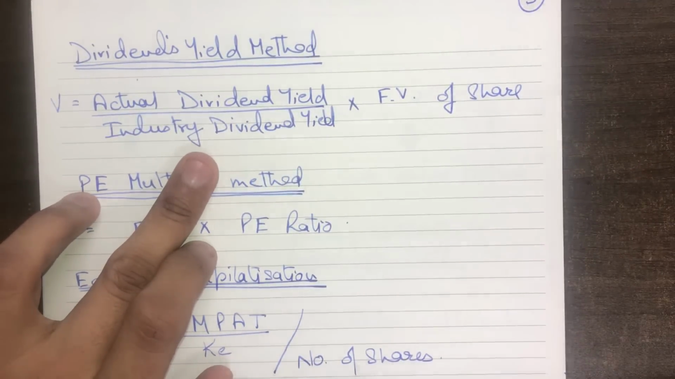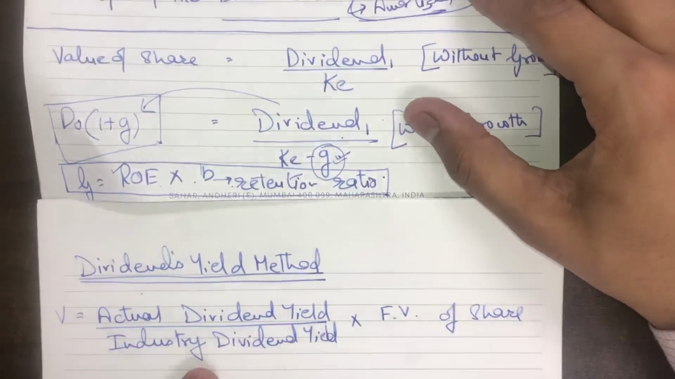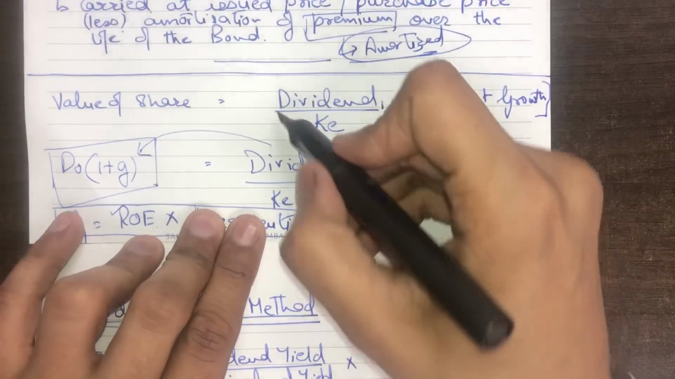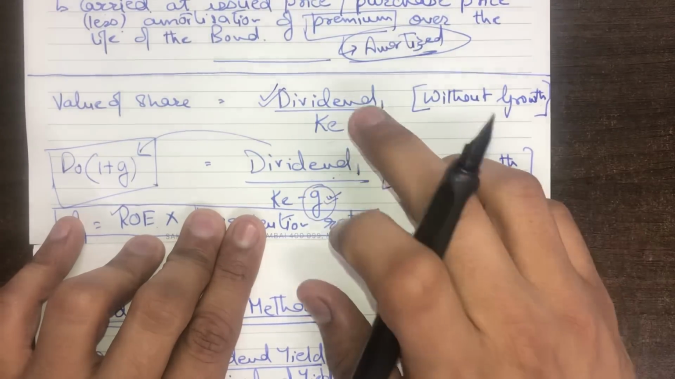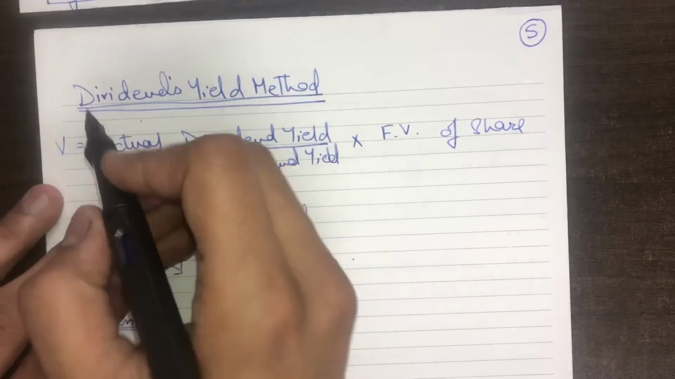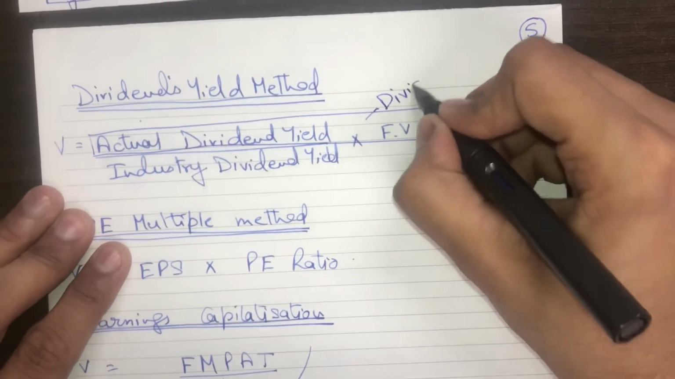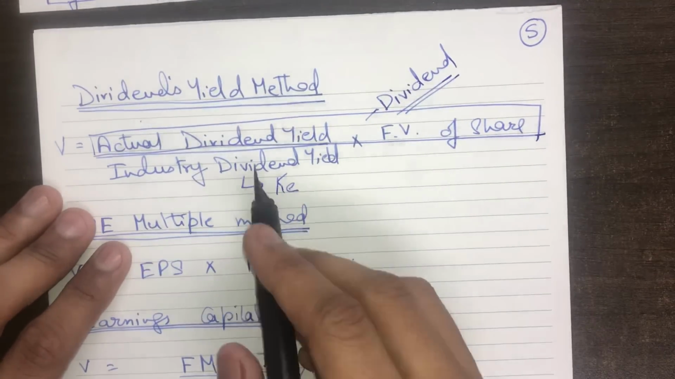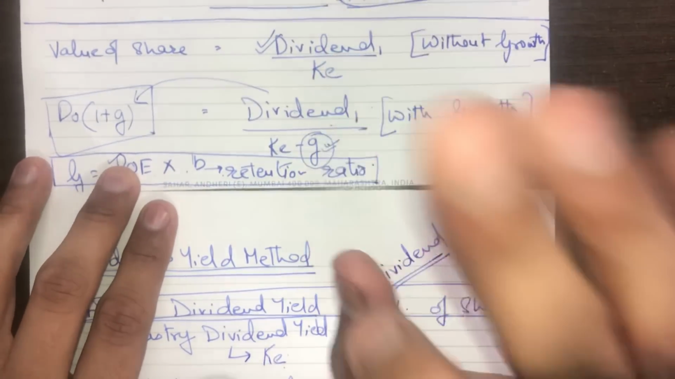Guys, let me tell you, this method is nothing new. This is the same toffee being given to you in a different wrapper. Sir, what do you mean by that? What I mean is that you remember we have done the basic formula of valuation of shares. The basic formula was dividend in rupees divided by the expected rate of return or cost of capital. This dividend yield method is similar to the basic formula. If I multiply the numerators, actual dividend yield multiplied by face value of shares, I will get the dividend amount. And the industry dividend yield is nothing but the KE, which is the expected rate of return or cost of capital. And hence I say that the dividend yield formula is similar to the basic formula which we have already discussed. So this is the dividend yield method.